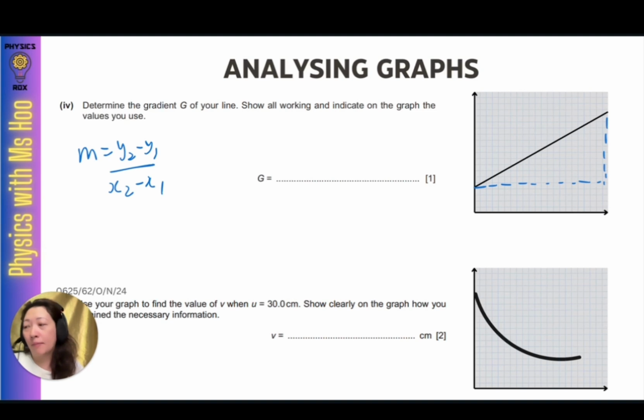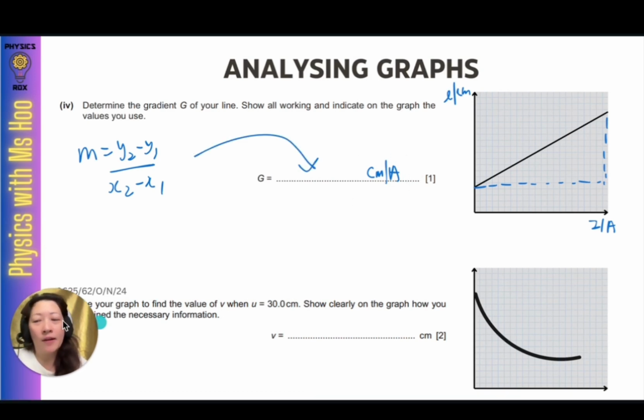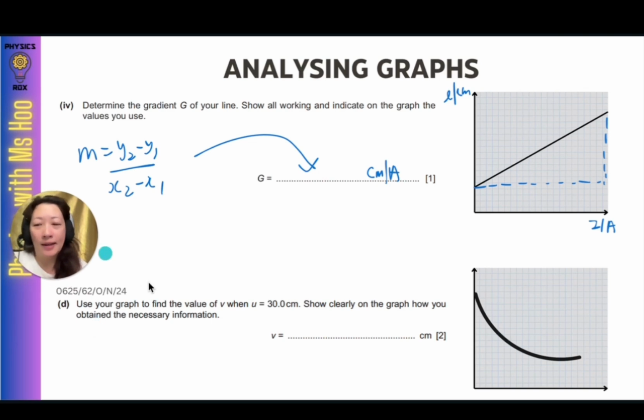So for example, if this was L in cm and I in ampere, the unit for the gradient would be centimeter per ampere. So whatever value you got from the gradient calculation, you put in here and make sure you write the unit as well. Now another kind of graph analysis would be to interpolate the data.